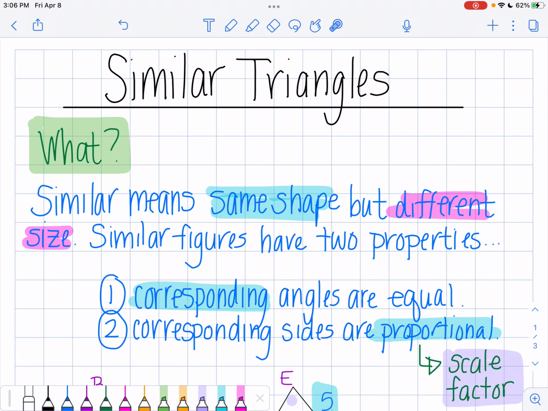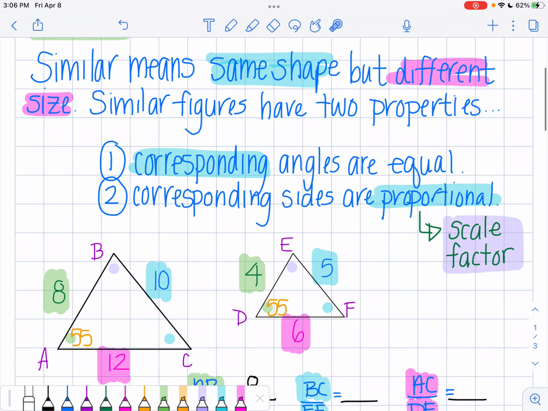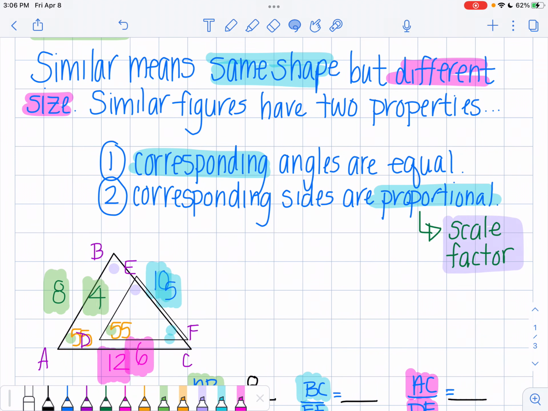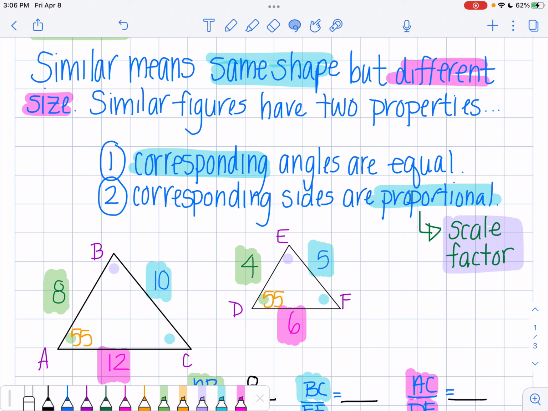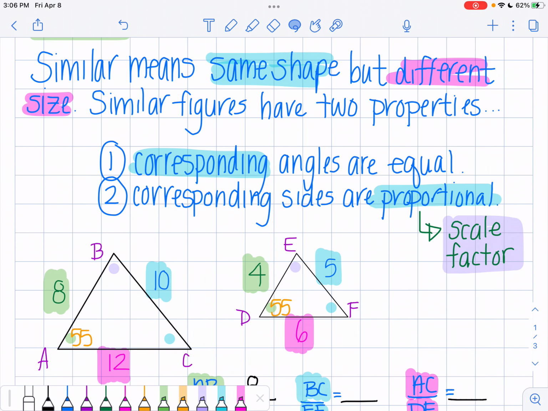A similar figure has two properties. The first property says that corresponding angles are equal. Corresponding means if I was to literally take my shapes and put them on top of each other, it would fit perfectly, like the small one would fit perfectly inside the big one. If I look here and zoom this in, it fits perfectly inside, and you can see if I matched up my angles here, these angles are going to be exactly the same, okay? So these shapes are similar because my corresponding angles are equal.